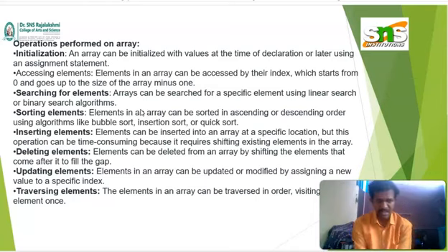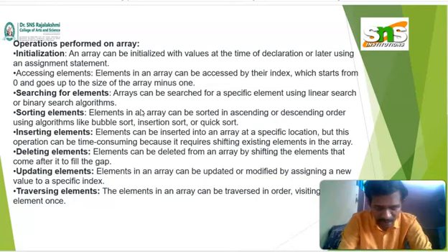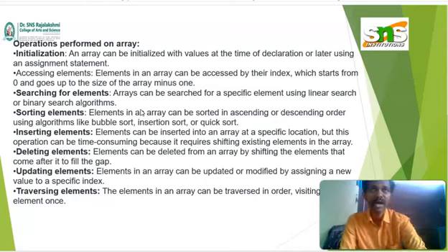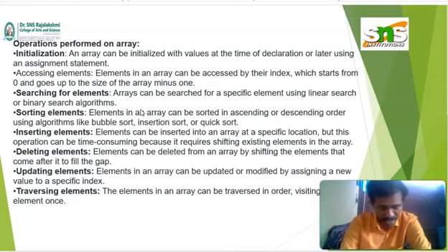Next one, searching for elements. Arrays can be searched for specific elements using a linear search and a binary search algorithm. So here we use two types of algorithms for searching elements. The first one is a linear search and the second one is a binary search.